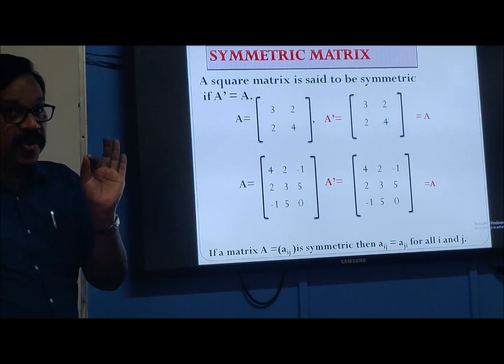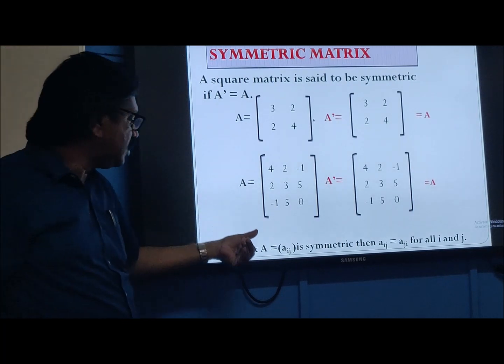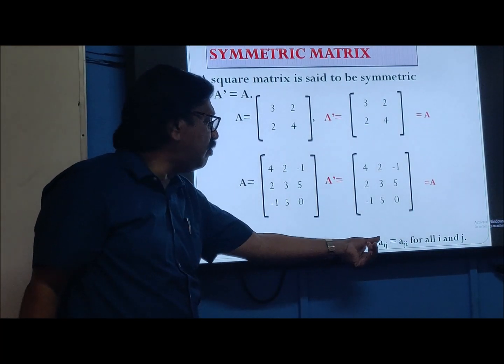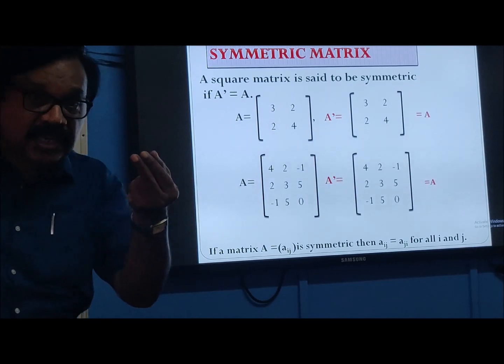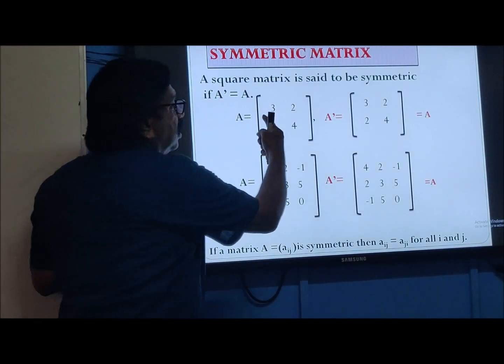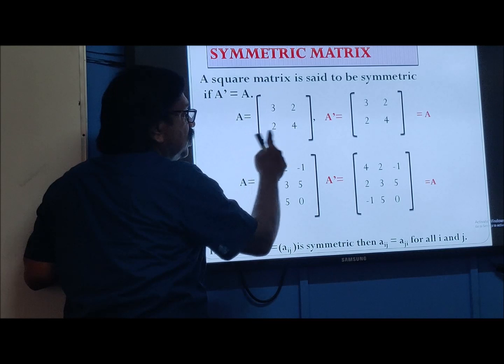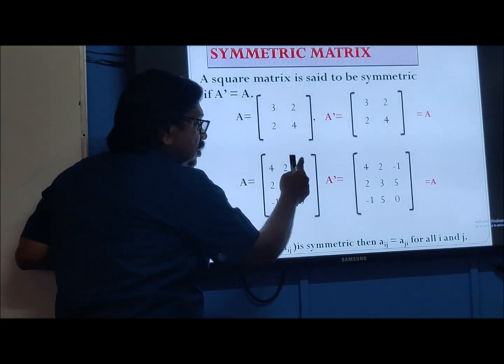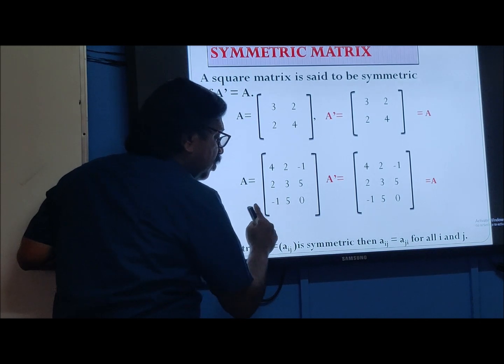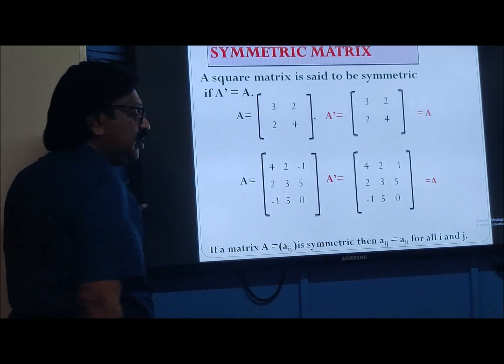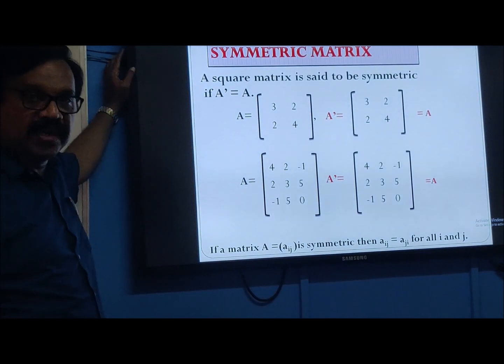That is very important. A matrix a_ij is symmetric only if a_ij equal to a_ji. It means A21, the second row, first element, will be the same as the first row, second element. The third element of the first row will be the same as the first element of the third row. Then only the matrix can be symmetric.